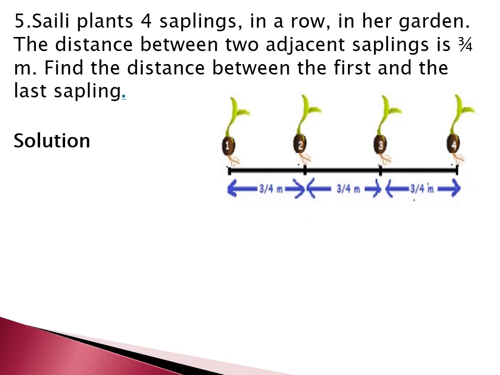Now this diagrammatic representation will be like this only. 4 saplings are there, each having a width of 3 by 4 meter. Now the question asked is: what is the distance between the first sapling and the last sapling?